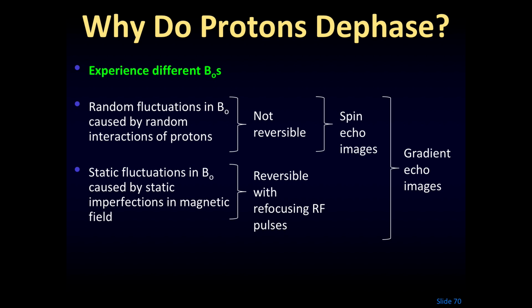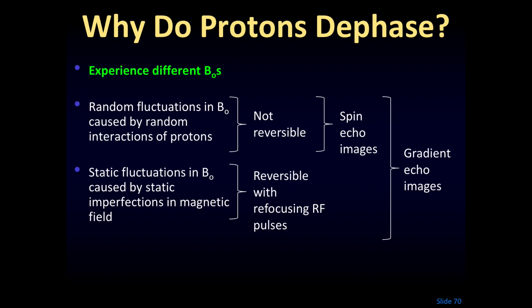Now I realize that a lot of this sounds like a bunch of mumbo jumbo, so let's just take a step back for a second. Spin echo images lose signal only due to random fluctuations. Gradient echo images lose signal due to random fluctuations and static fluctuations.